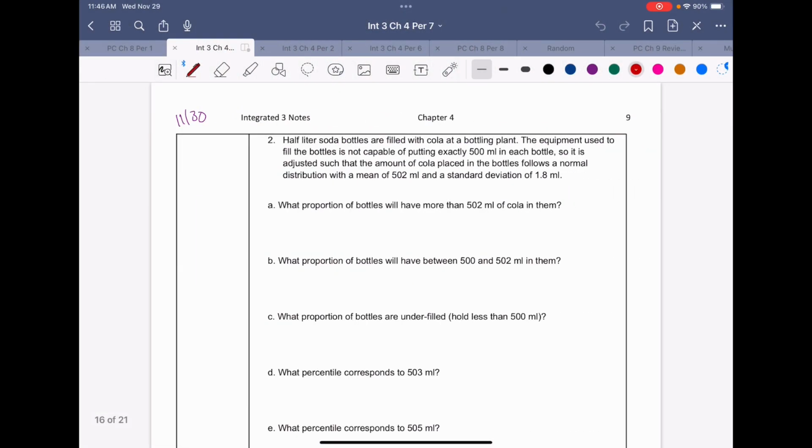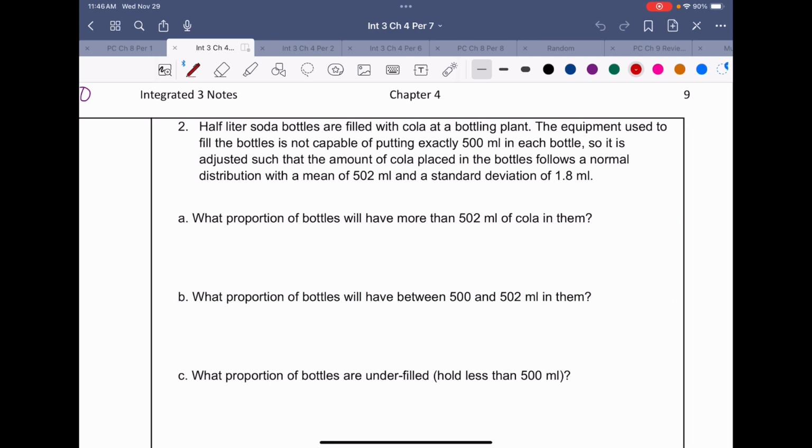Okay, next page. Half-liter soda bottles are filled with Coca-Cola at the bottling plant. The equipment used to fill the bottles is not capable of putting exactly 500 milliliters. So it's adjusted so that the amount of Coke placed in the bottles follows a normal distribution with a mean of 502 and a standard deviation of 1.8. What proportion of the bottles? So what's the probability? We'll have more than 502.